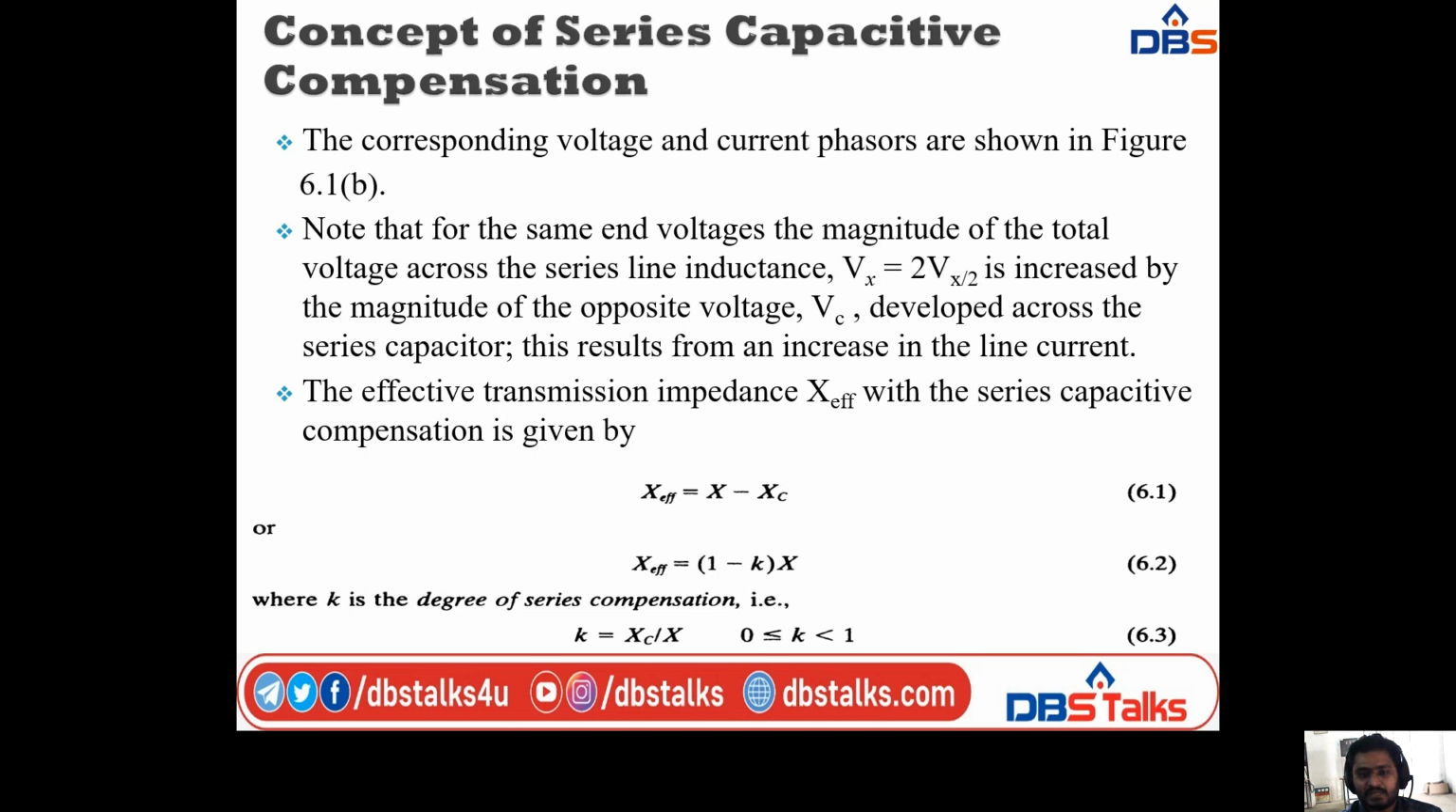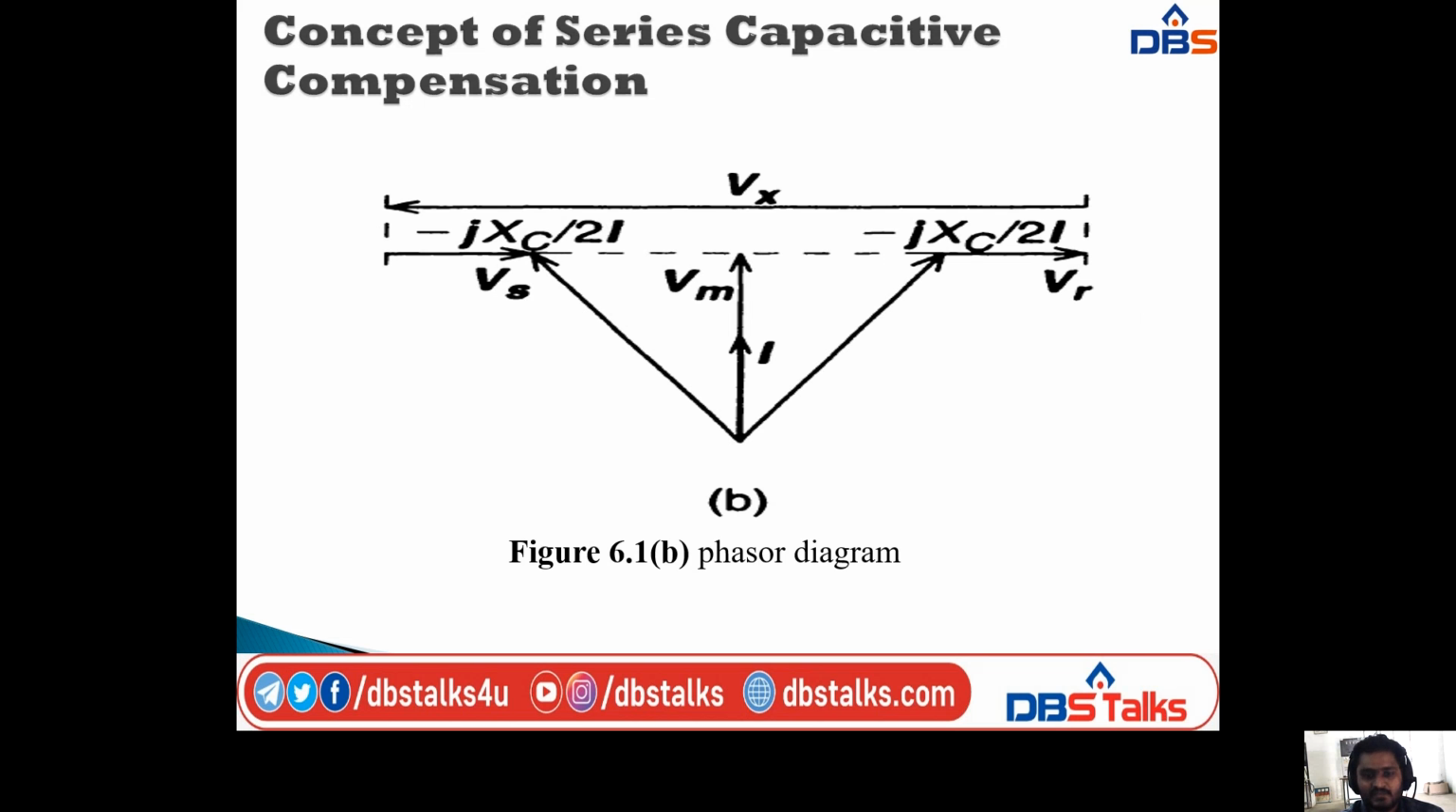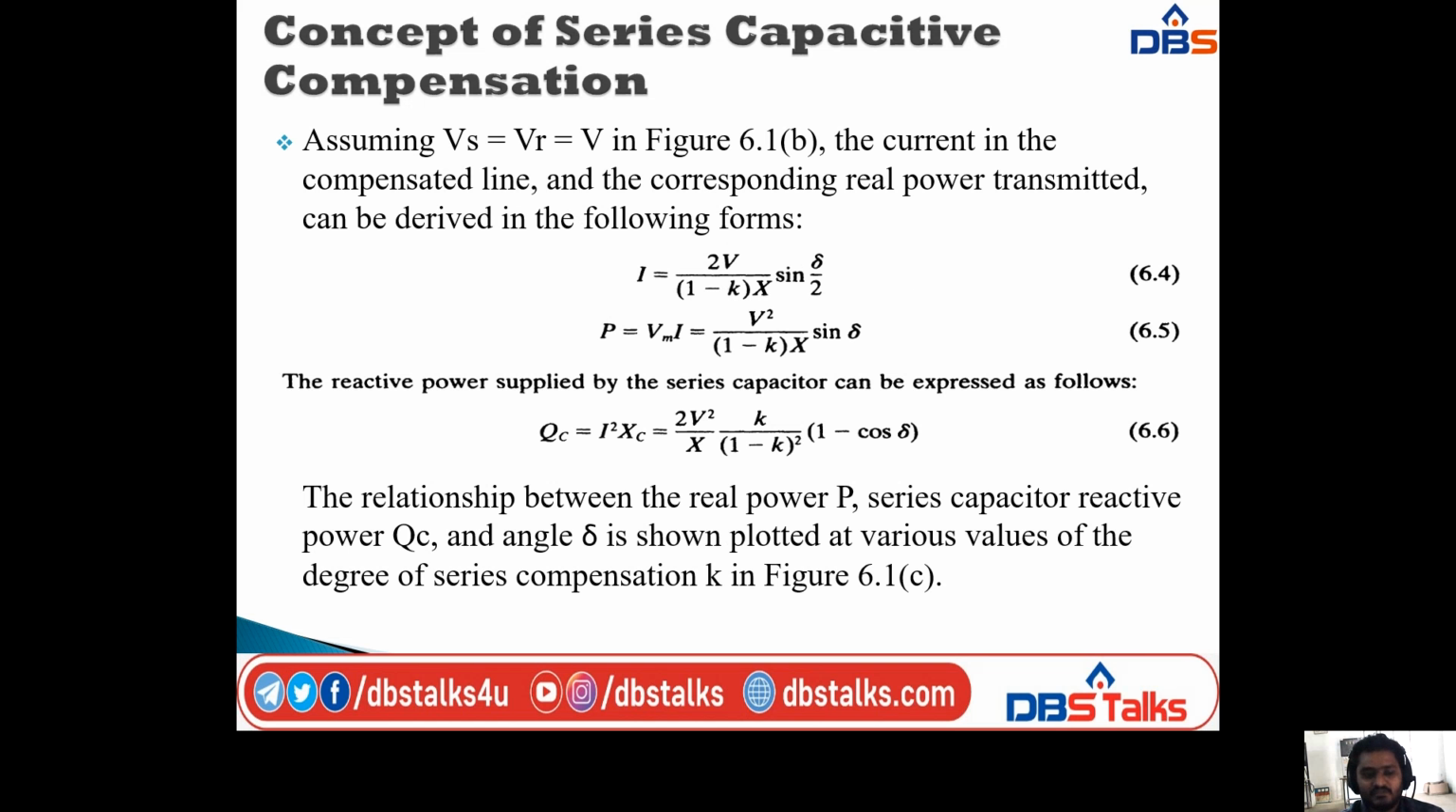So the effective transmission impedance, X effective, with the series capacitive compensation is given by X effective equal to X minus Xc, which we can also write as X effective is equal to (1 minus K) into X. Here K is the degree of series compensation, that is K is equal to Xc by X. This applies when K lies between 0 and 1. So this is the phasor diagram.